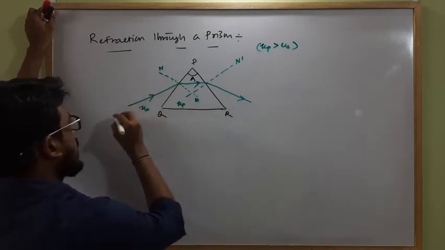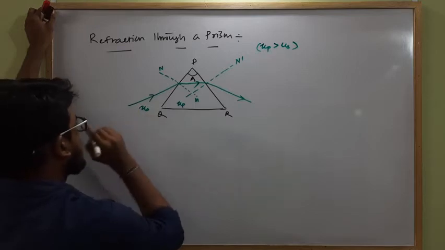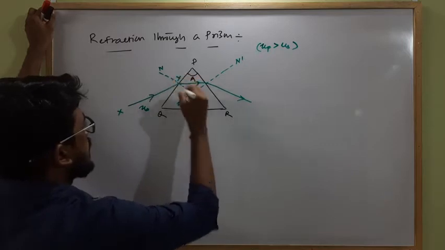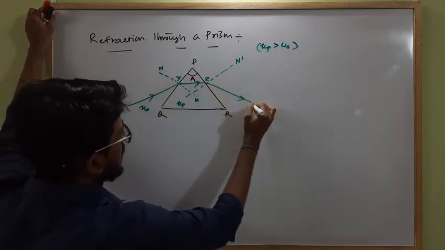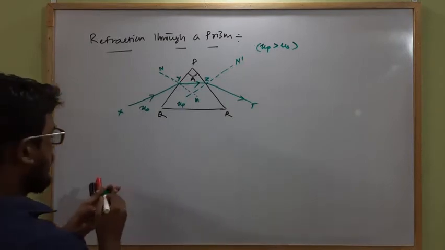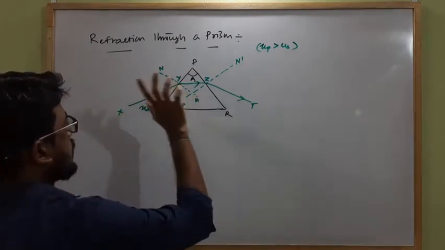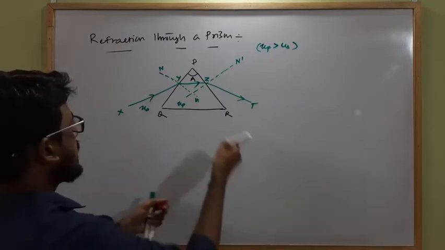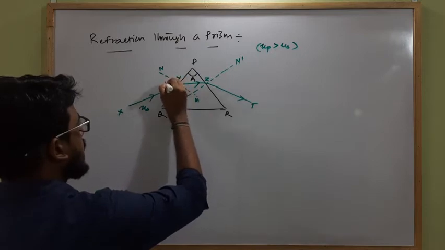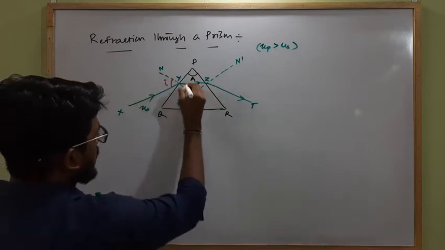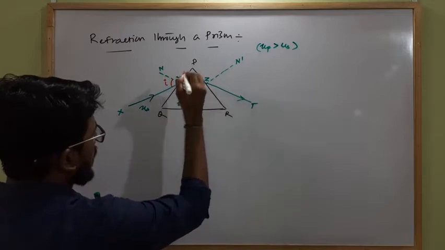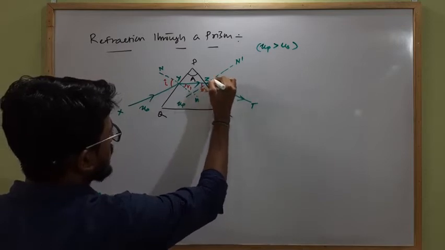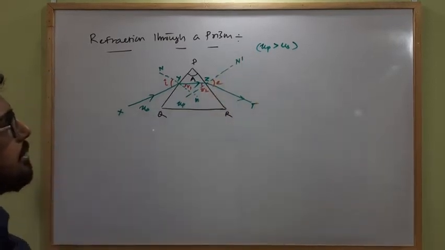The incident ray will first start along this direction. Let this be X, this be Y, then this will be Z, and this will be T. Clear? XY is the incident ray and ZT is the emergent ray. At this point, this angle will be the incidence angle I, for this normal this angle will be the refracting angle R1, and for this let the incident angle be R2 and this will be the emergent angle E.